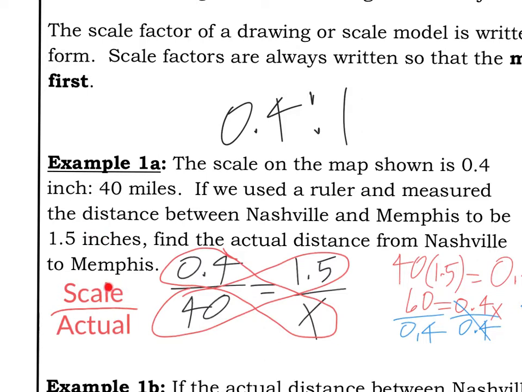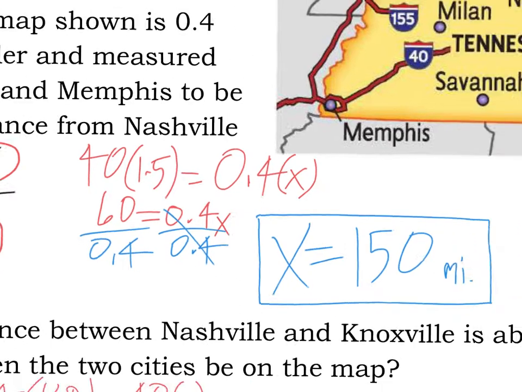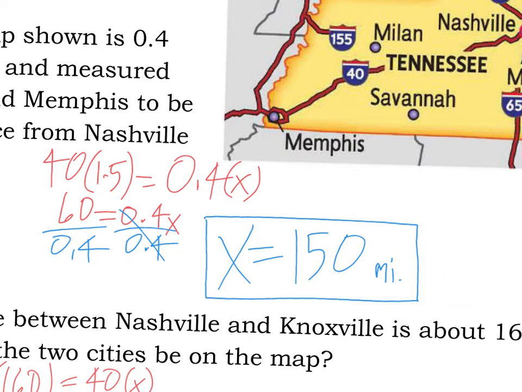So I set up my proportions by doing the scale number on top over the actual number. So I'm using that 4/10 to 1 ratio. So I'm doing 4/10 on top of 40. And that's going to equal 1.5, because that's inches, over x, which would be the number of miles. So really you just got to cross multiply and divide. What's 40 times 1.5, and then divide that by 0.4. So here's my work right here. 40 times 1.5 is 60, divided by 0.4 will get you 150 miles.